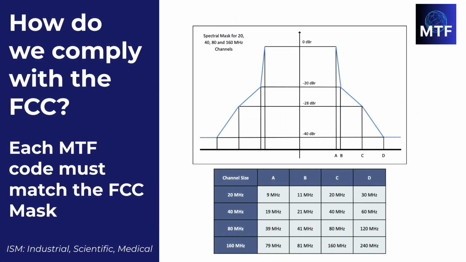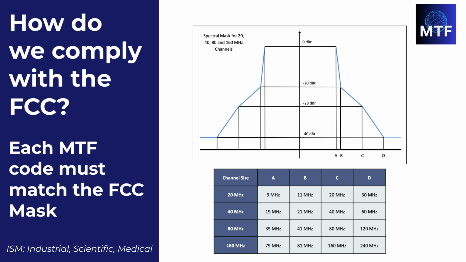The figure shows the spectral mask for the unlicensed ISM bands, also known as Part 15. For a time-limited system, the concept of bandwidth isn't rigidly defined. However, the FCC clearly specifies how to measure occupied and out-of-band regions as seen here. MTF ensures all out-of-band emissions remain within that mask by carefully shaping each time-limited signal.